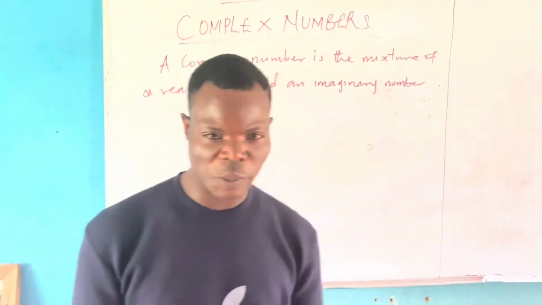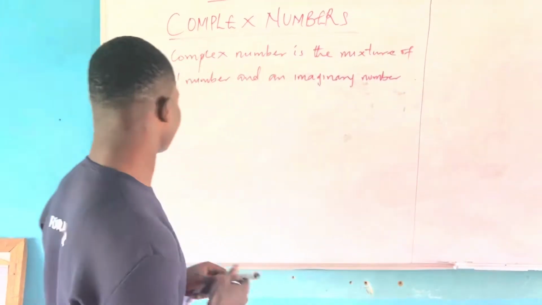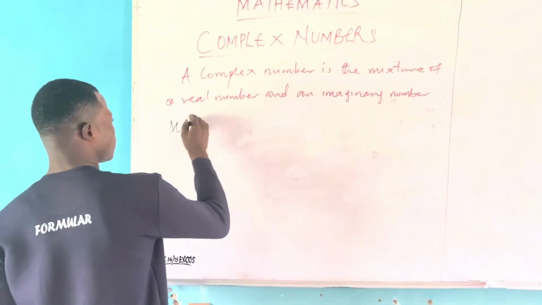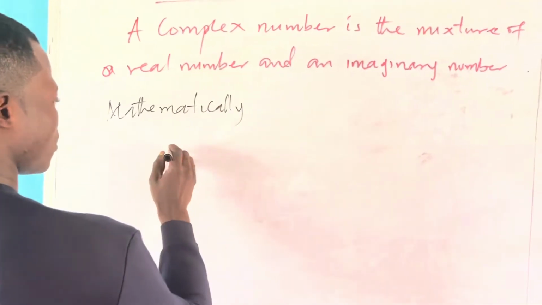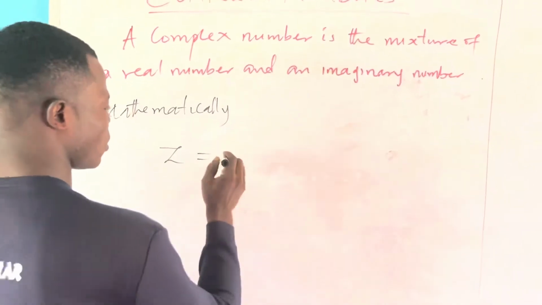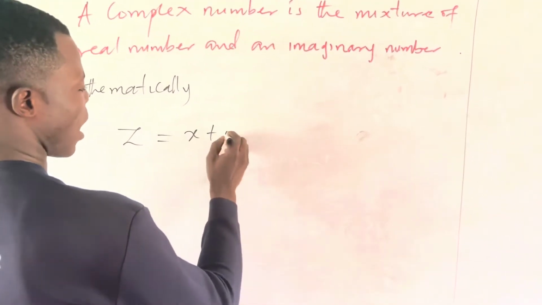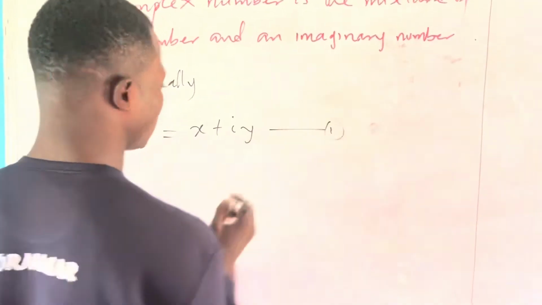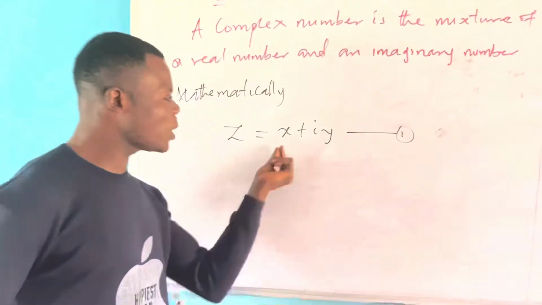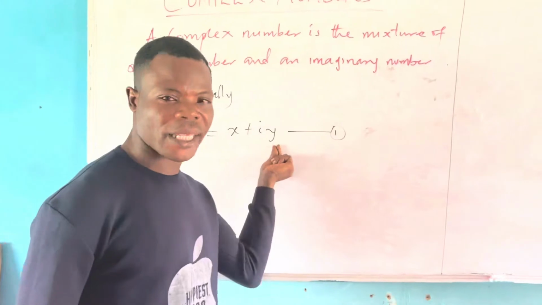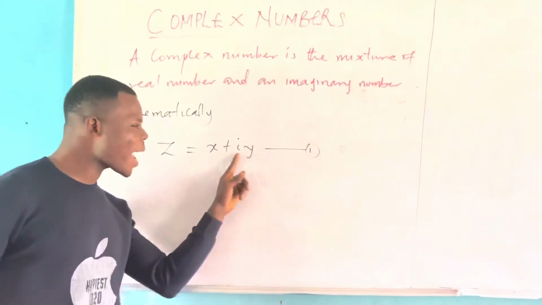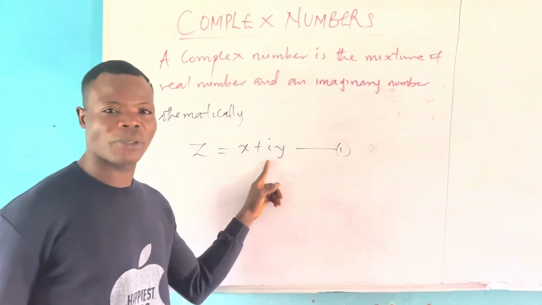So it can be expressed mathematically as z equal to x plus iy. Let's call it equation 1. This x here is our real number, and this y here is the imaginary number. I here can also be written as j.